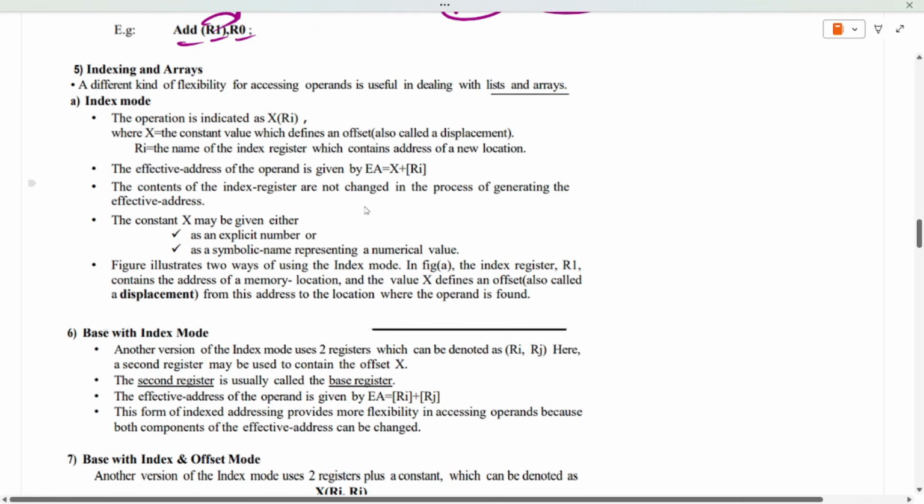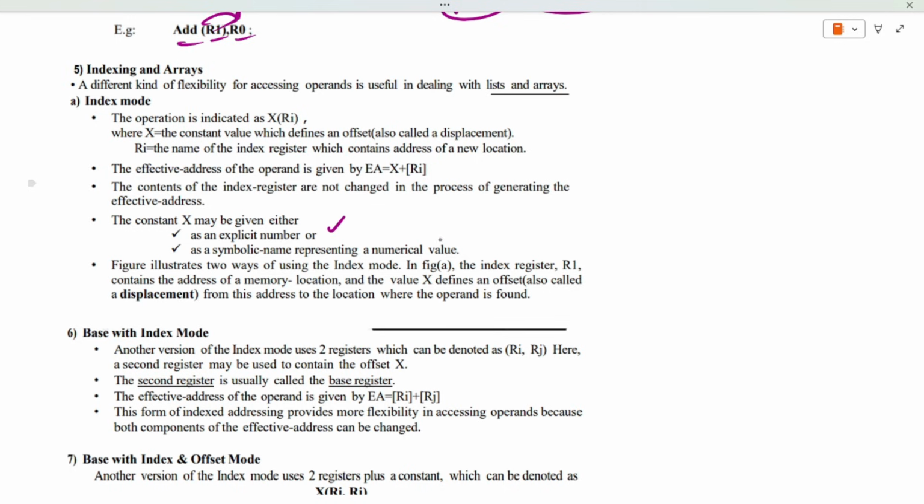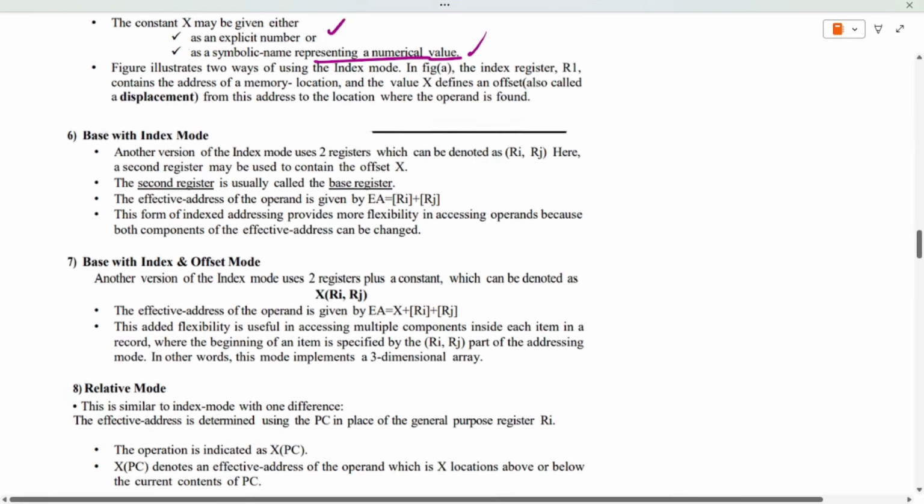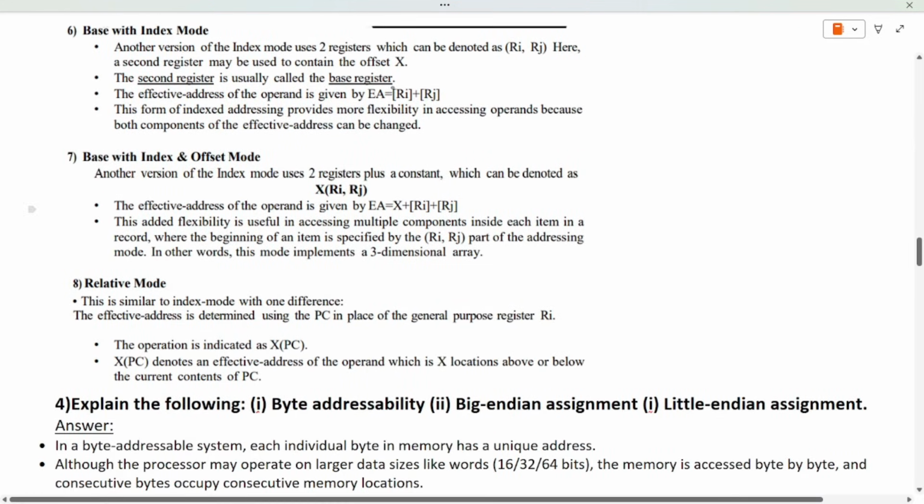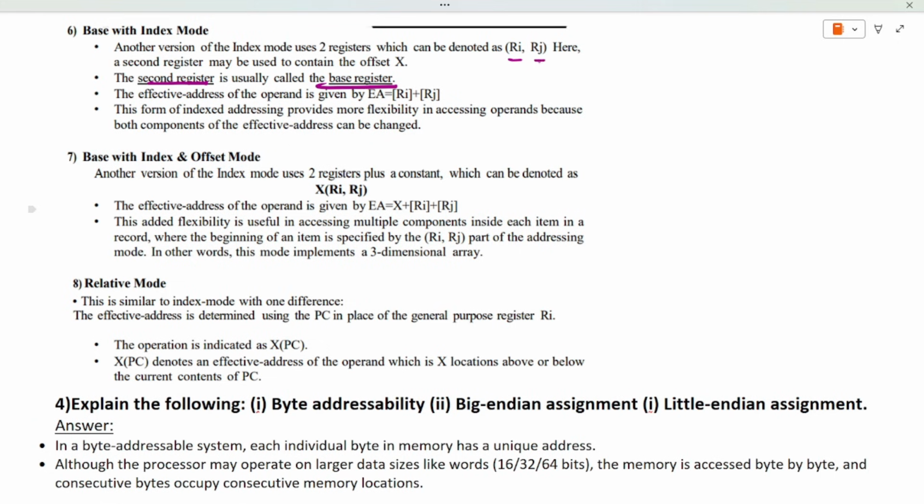Next is indexing an array, that is indexing having a symbolic, explicit number representing a numerical value. Next is the base with index mode, that is, the second register will have a base register. In this there will be RI and RJ, and the effective address is EA equals RI plus RJ. You can see it is written in the array form.